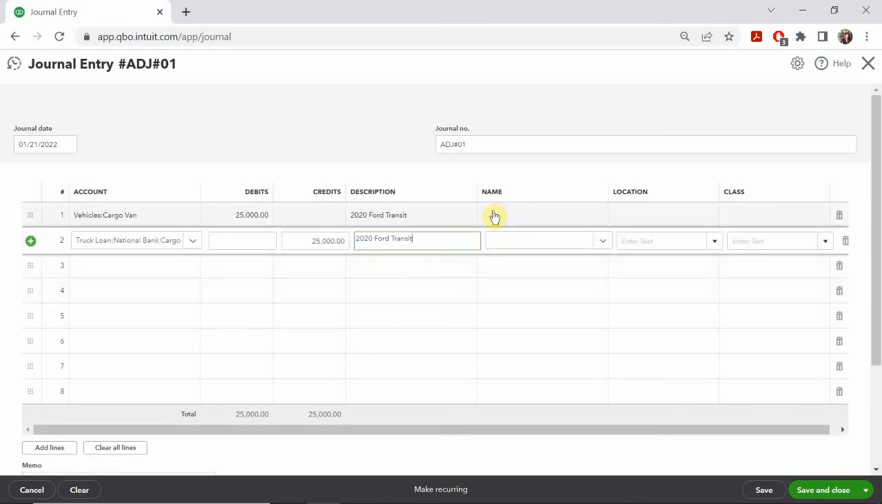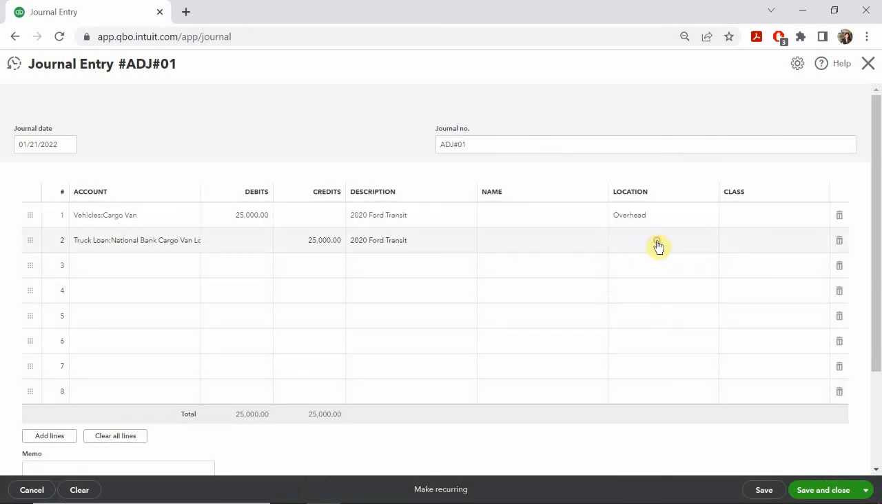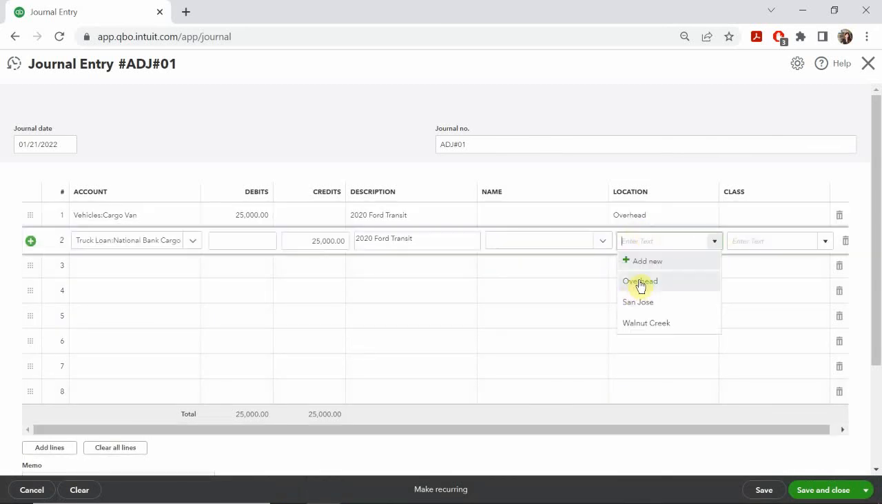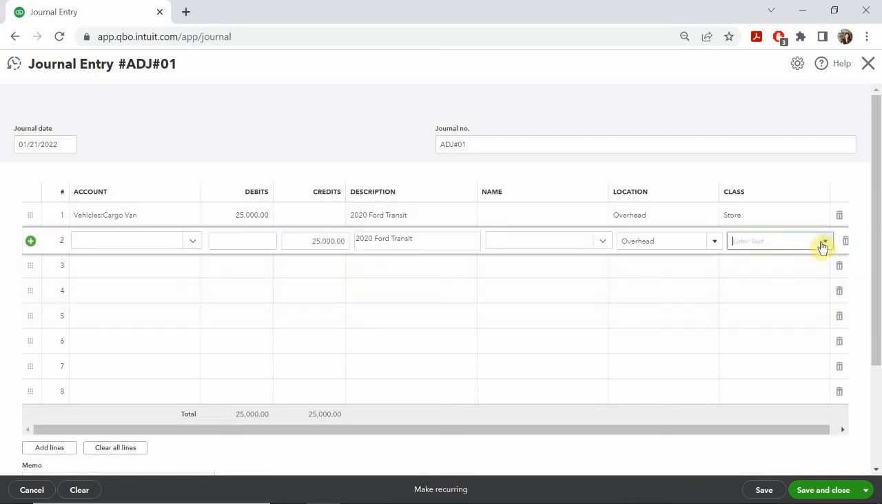Is there a name that you're going to link this to? Nope. Location: we already said that this was for both stores, so it's going to be overhead. We bought the cargo van for the store. Again, the drop-down menu is where I can just click down and it will give you the options to select from.